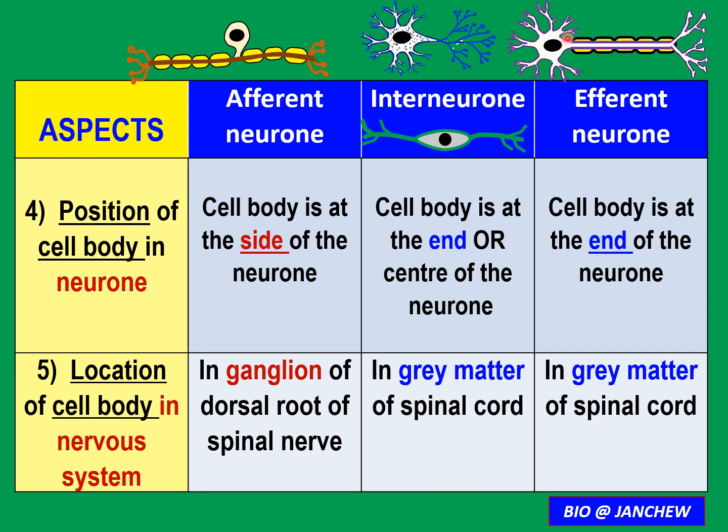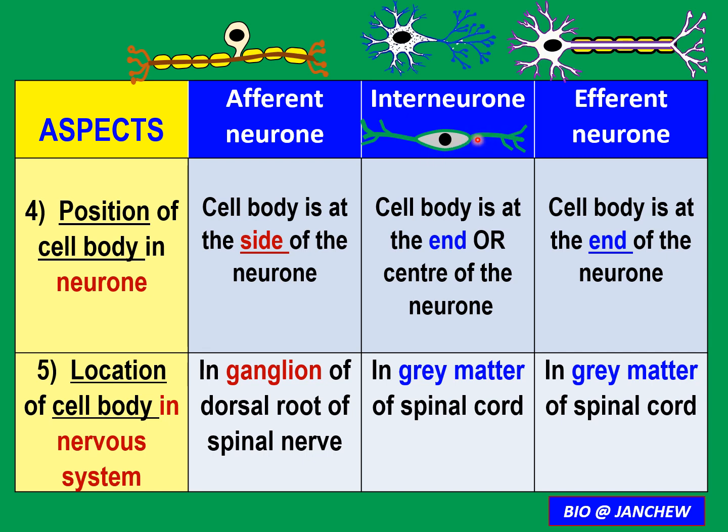And some interneurons look quite like the efferent neuron, but a much shorter version. It's shorter. The interneuron is shorter than the other two neurons. And it is found in the spinal cord and the brain. Alright, the brain is actually made up of 100 billion neurons, mainly interneurons. So the cell body is at the end, or it may be in the center of the neuron. So this is another type of interneuron that's also shown in the textbook, right? So in this type of neuron, the cell body is right in the center here.